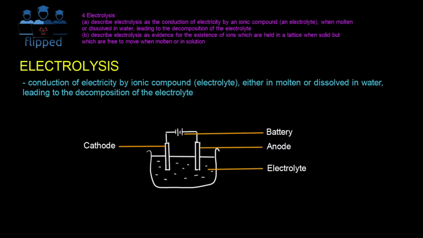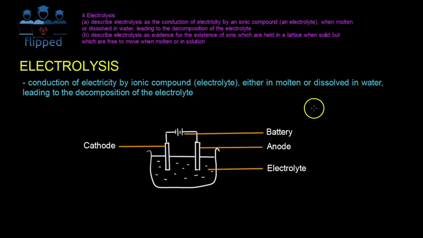Hello, welcome to Flipped. Today we are on electrolysis, which is the conduction of electricity by ionic compounds, which are called electrolytes, which can be either molten or dissolved in water. So there are two forms of them, leading to the decomposition of electrolytes themselves.